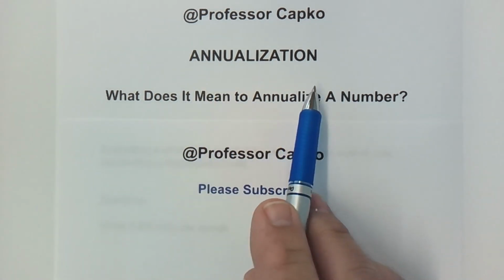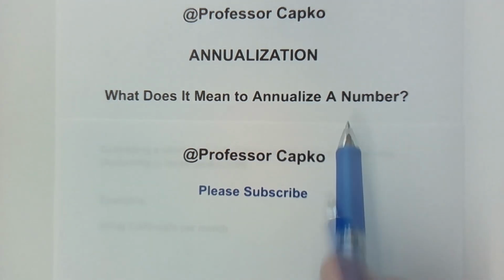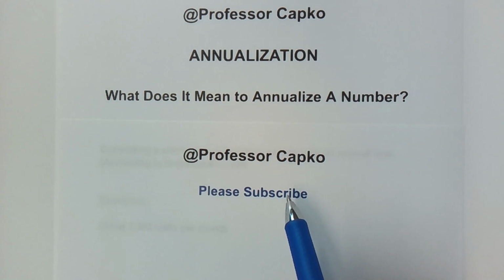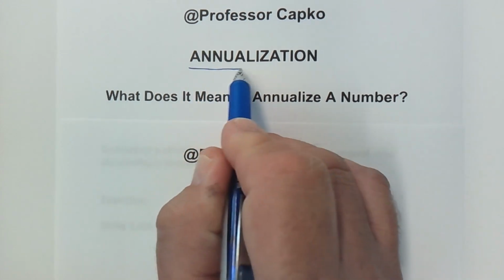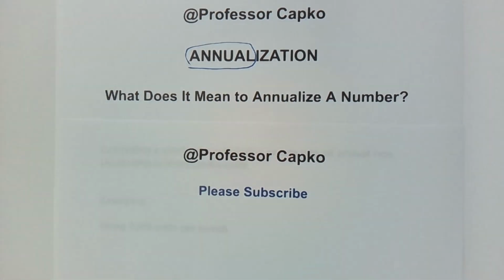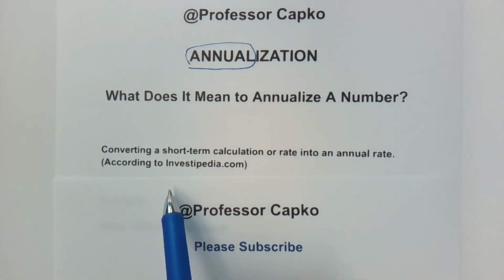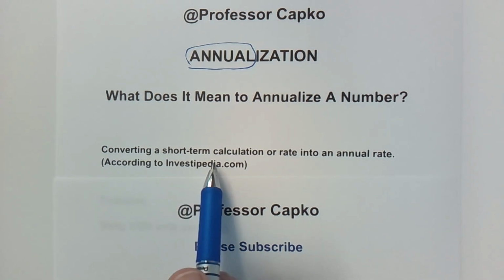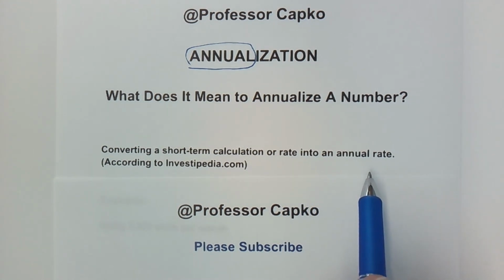In today's video, we're going to talk about annualization and what it means to annualize a number. You might see this in the case of financials or accounting data, but it could come up in other areas as well. Let's look at what annualization is. We need to just focus on the root word here, annual, which of course means yearly. According to Investopedia.com, annualization means converting a short-term calculation or rate into an annual rate.